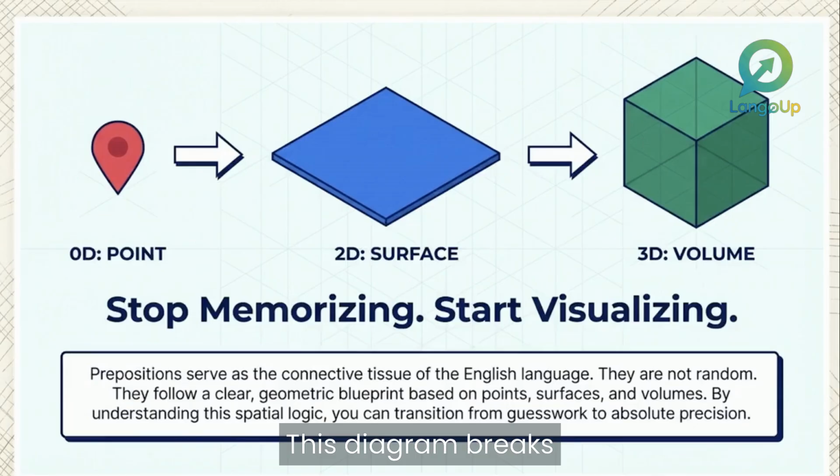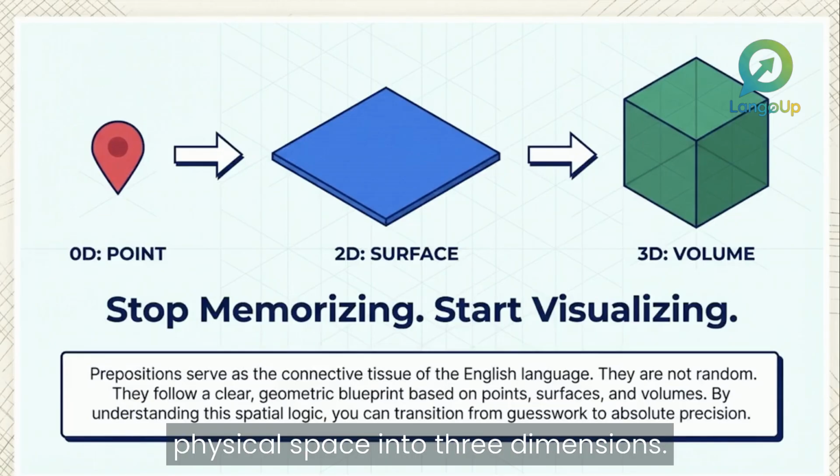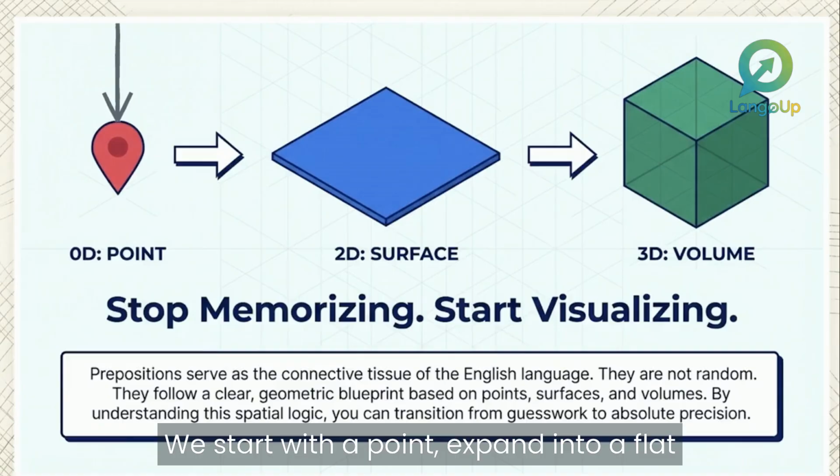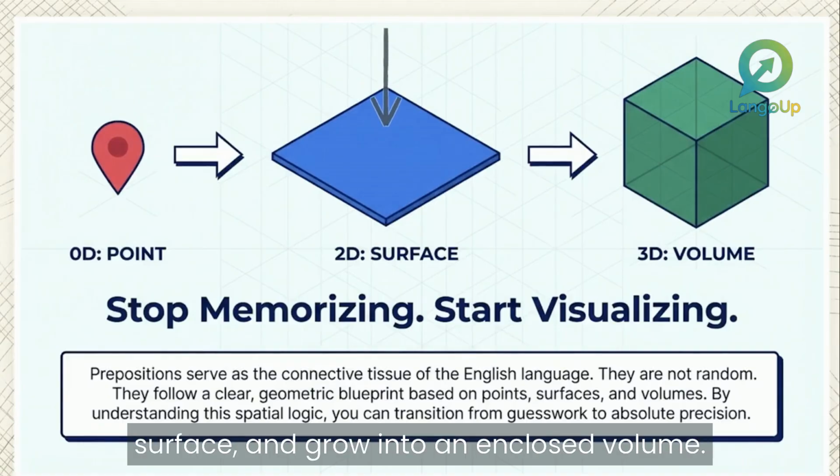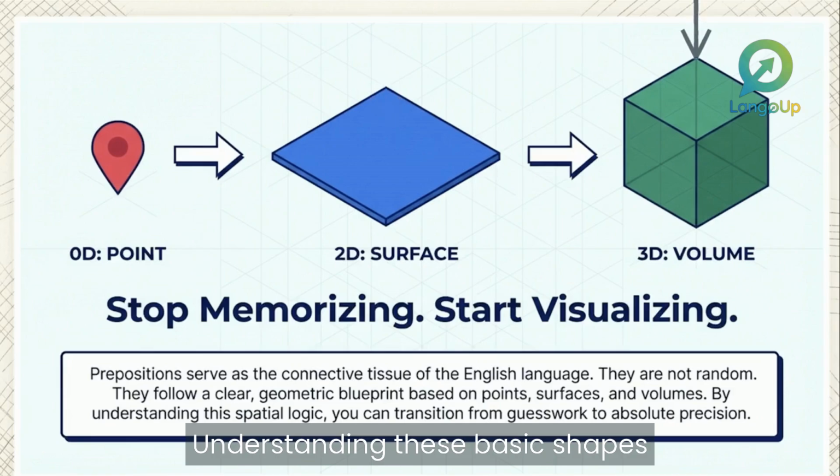This diagram breaks physical space into 3 dimensions. We start with a point, expand into a flat surface, and grow into an enclosed volume. Understanding these basic shapes replaces guesswork with absolute precision.